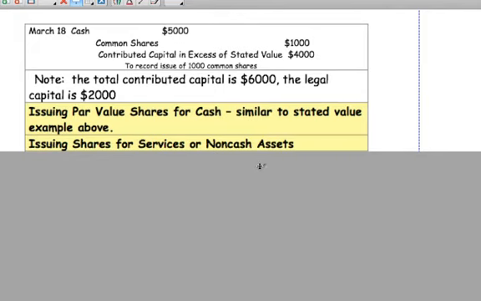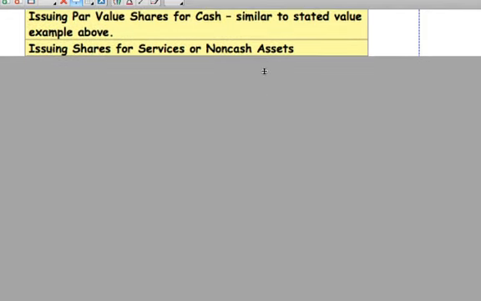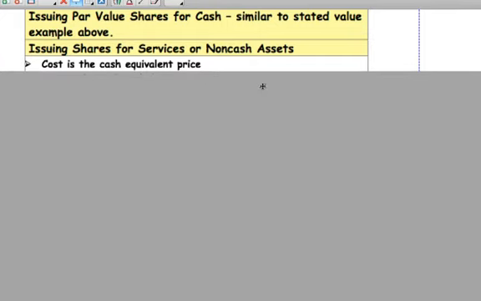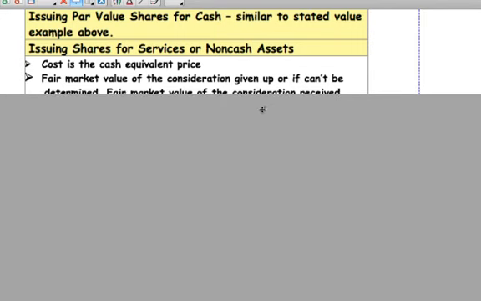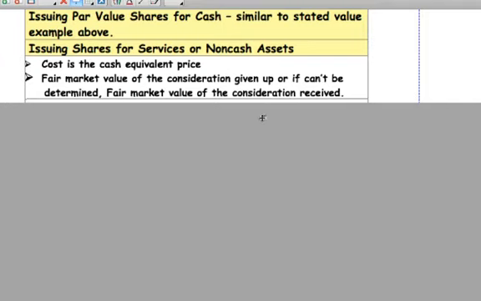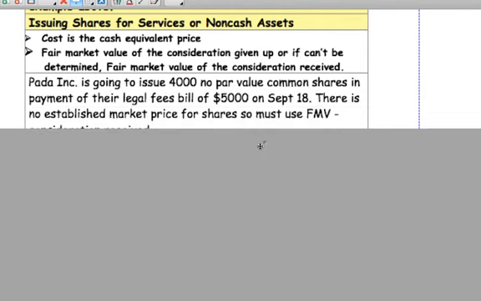Now let's look at an example of issuing shares for services or non-cash assets. So we know that cost is the cash equivalent price and fair market value of the consideration given up, or if it can't be determined, the fair market value of the consideration received is what we should go with. Consideration is what we trade. Usually we trade money. So we have to go with the fair market value of the consideration that we give up. So if we're selling shares, what is the fair market value of those shares? If we're selling 1,000 shares and they're $10 each, it would be $10,000 as our consideration given up. However, if there is no fair market value of the shares because we haven't sold any yet, we would have to go with the fair market value of the consideration we're receiving. How much is the land worth that we're receiving, or how much are the legal services worth that we're getting? So let's look at a couple of examples.